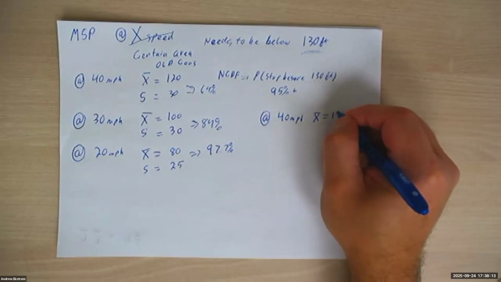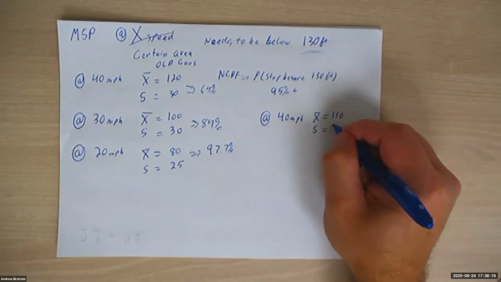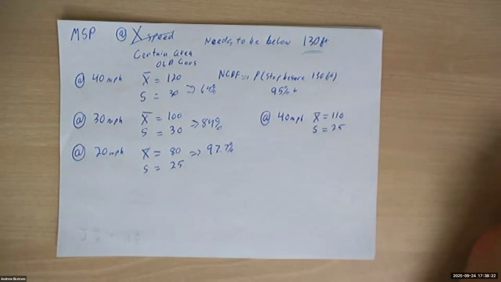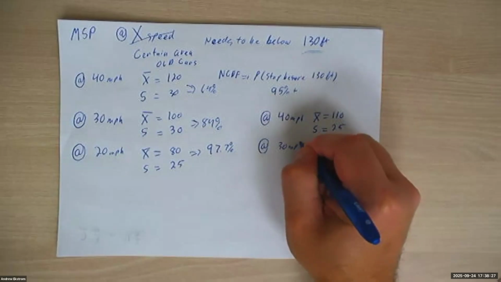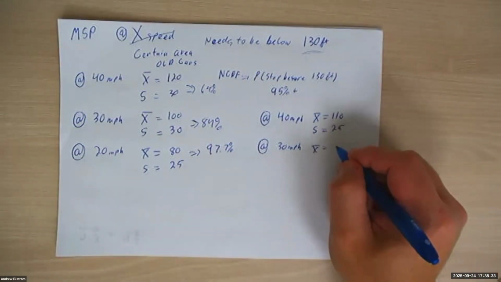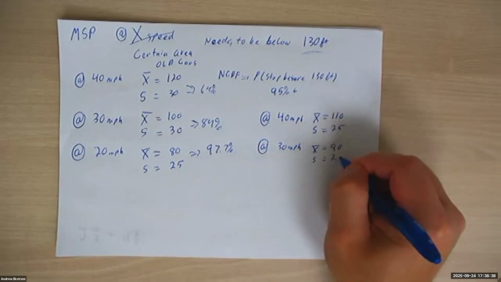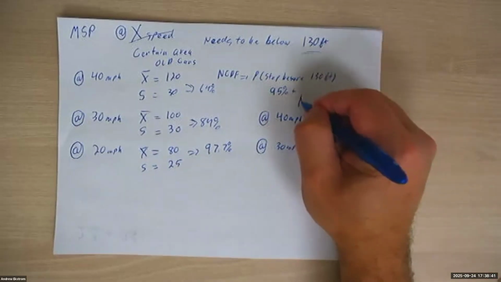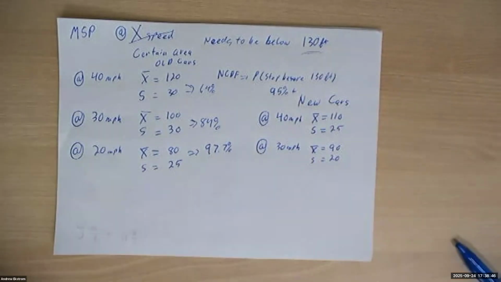vehicles can now stop at say 110 feet and have a standard deviation of, let's say, 25. And we'll do this again at say 30 miles per hour, where the average stopping distance is now going to be 90. And let's say the standard deviation now is going to be 20. So these are for new cars. So with that information, I can go back to my exam one calculator.